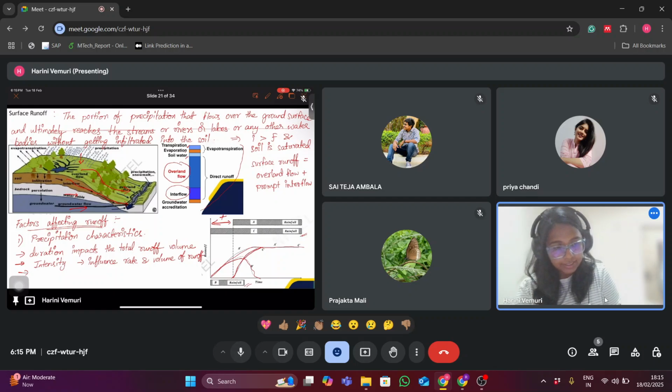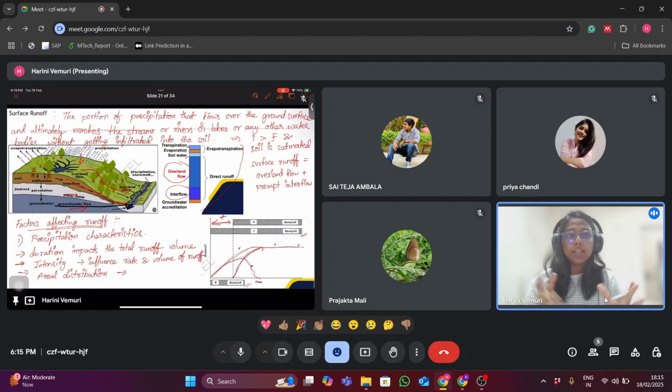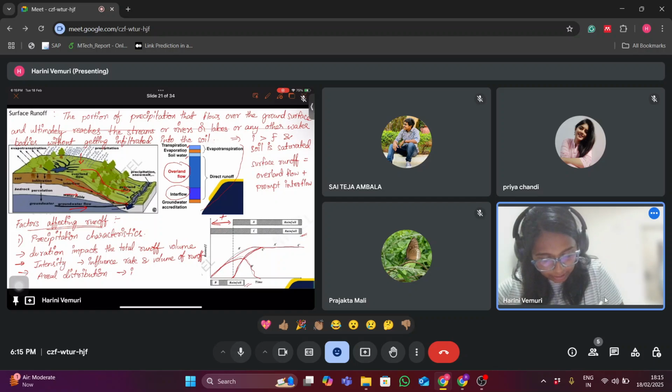Then another important characteristic is the areal distribution of rainfall. If the same amount of rainfall is distributed over a huge area, it will contribute to a lesser volume of runoff, because more of the water will get infiltrated into the soil or evaporated. But if the same amount of rainfall occurs in a small basin, it contributes to a huge volume of runoff. So areal distribution of rainfall will influence the rate and volume of runoff.